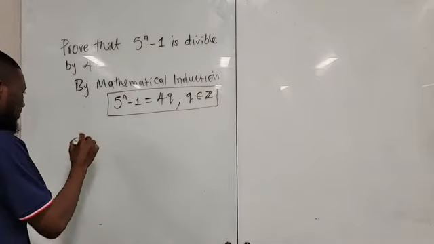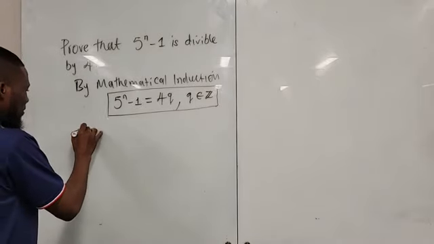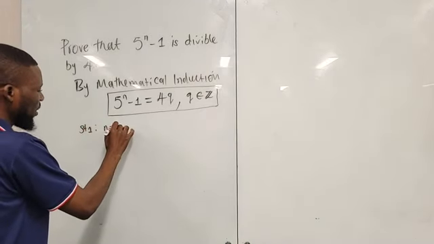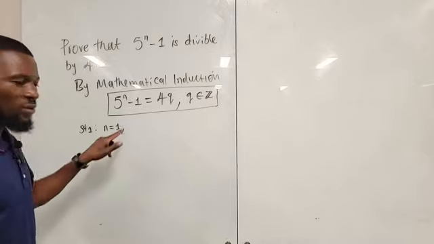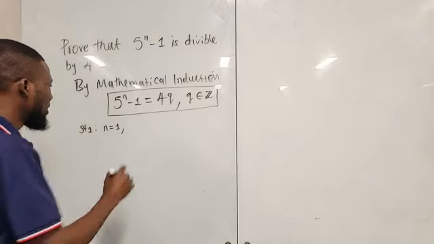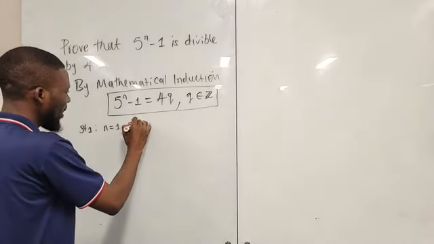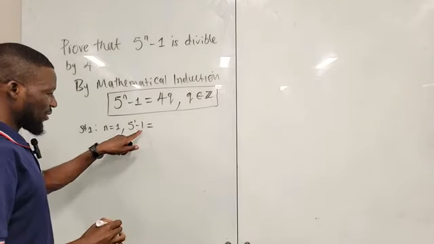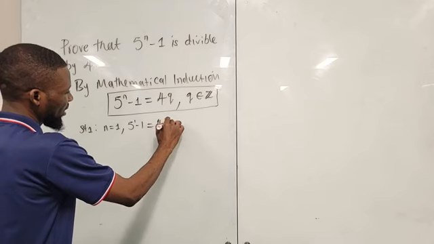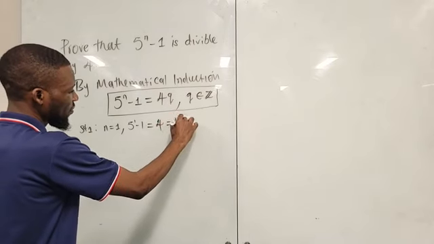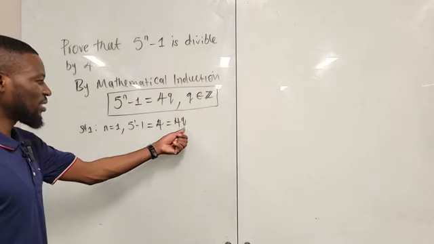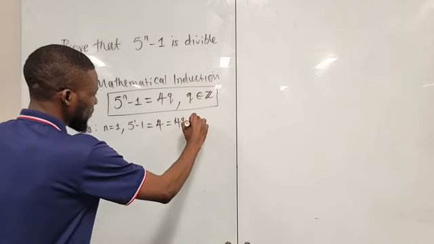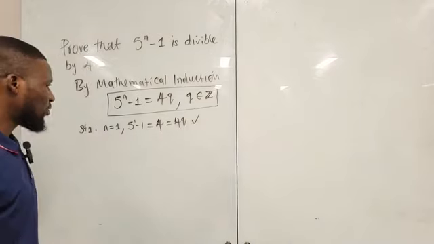Our first case is the base case. So step 1, when n is equal to 1. Look at the left side, 5 power 1 minus 1, right? And this is equal to 5 minus 1, which is 4. Okay, and this is equal to 4q. So you can see that 4 is divisible by 4. So this is true.